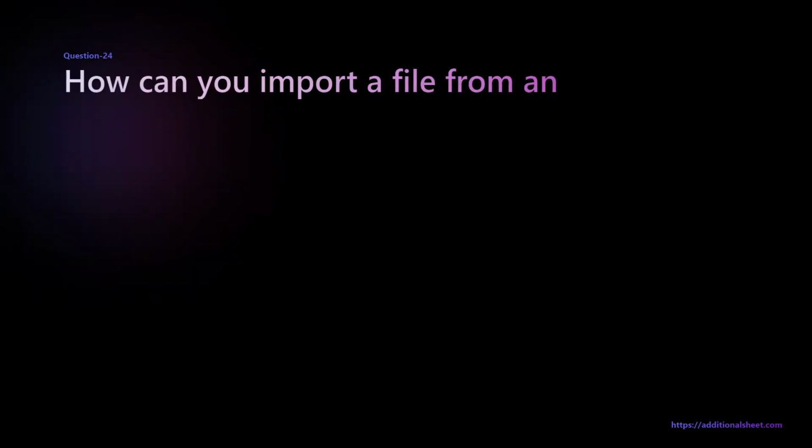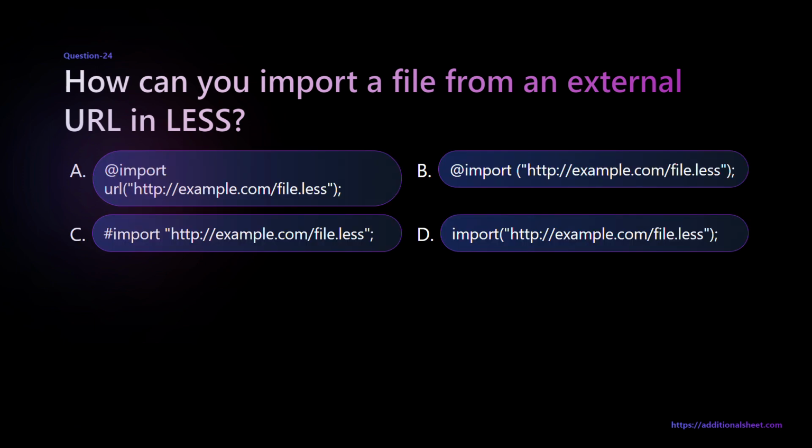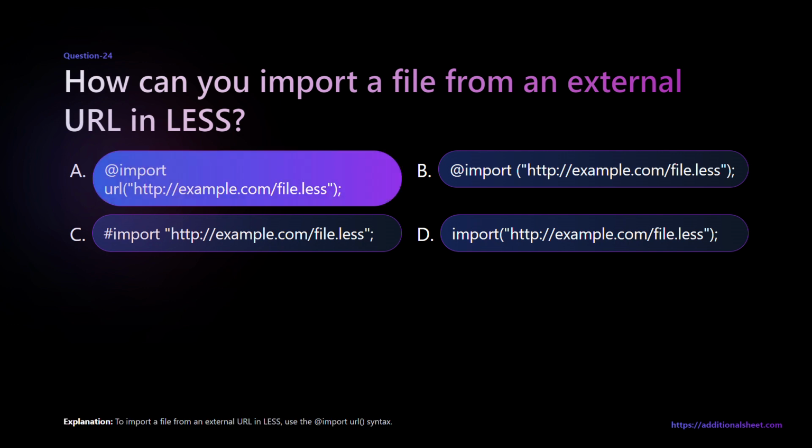How can you import a file from an external URL in Less? Option A, import URL http example.com file, less. Option B, import http example.com file, less. Option C, hashtag import http example.com file, less. Option D, import http example.com file, less. The correct answer is option A, import URL http example.com file, less.